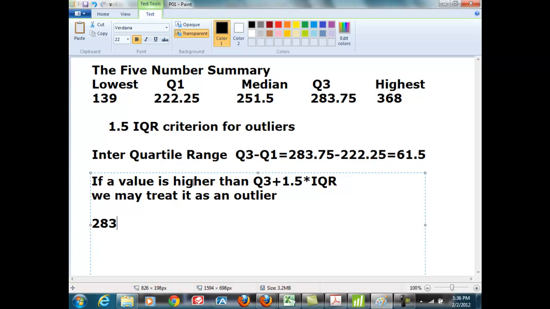So in this case, we have 283.75 plus 1.5 times how much? 61.5. And Cynthia, quickly, please. 376 units. Okay. Clayton, do you see anything bigger than 376 in here? No. So that means there is no outlier on the upper side as well, right? If it was 367, it would have an outlier. Then this number would have been an outlier. Yes, sir.